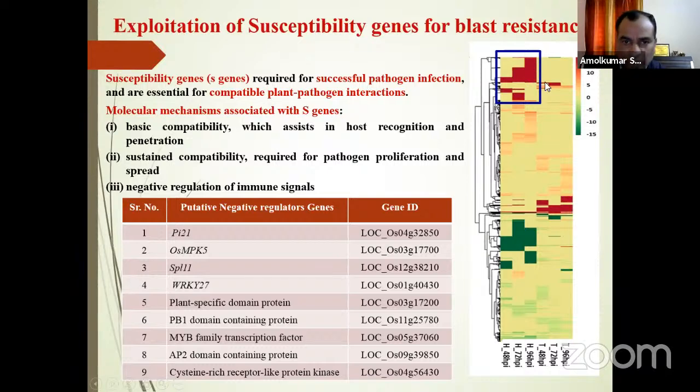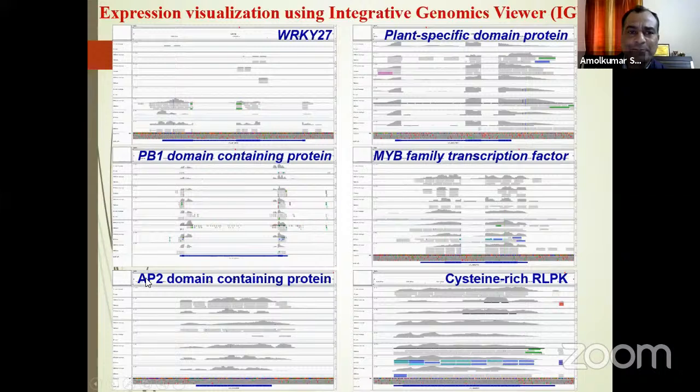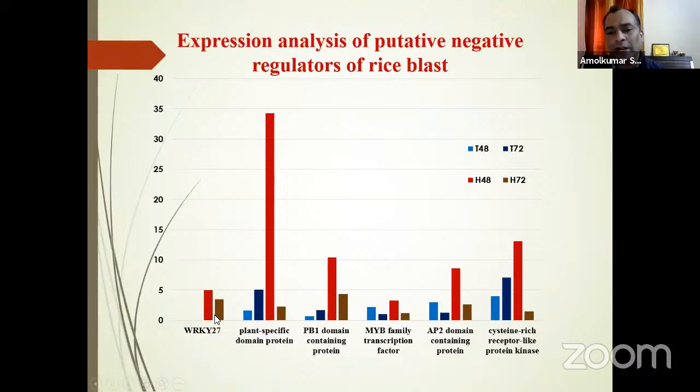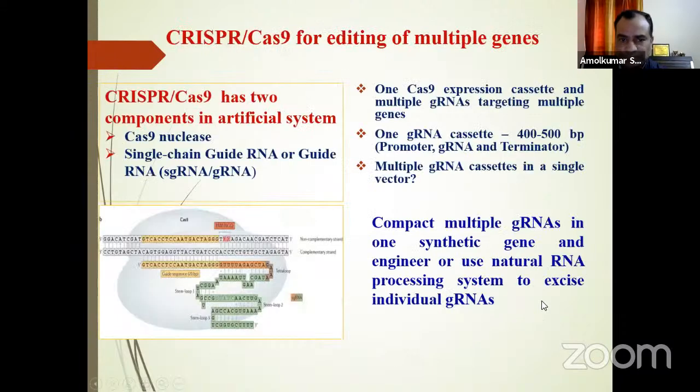And then we checked their expression using the Integrative Genome Viewer. Here, in the susceptible lines only, these are upregulated as compared to the resistant line, where there is no expression or very little expression. Further, we checked the expression through qRT-PCR, and we confirmed that in the susceptible line the expression is very high as compared to the resistant line.